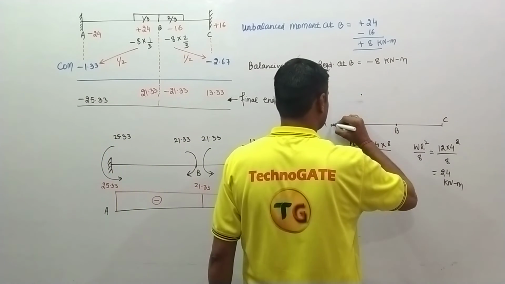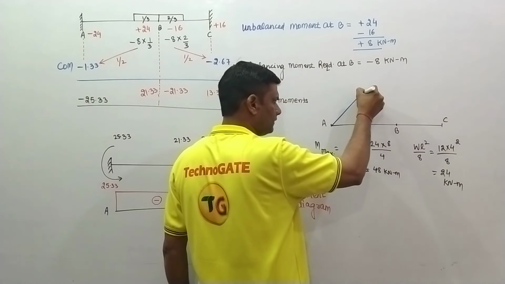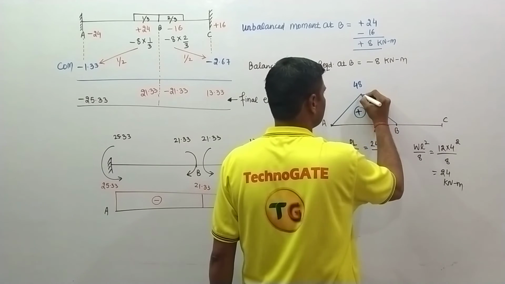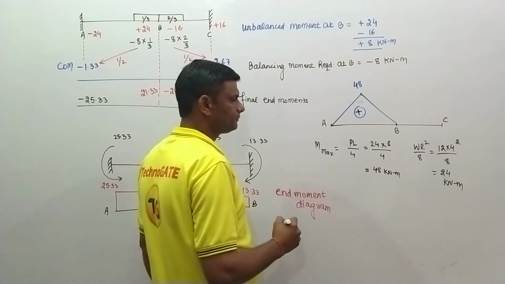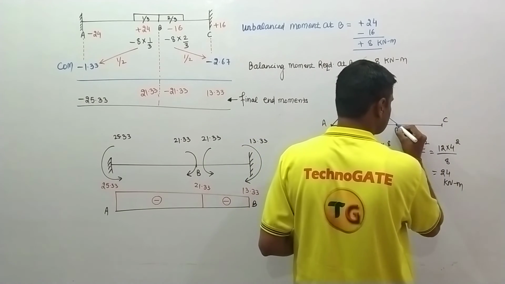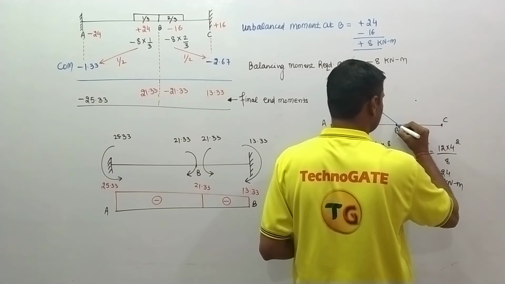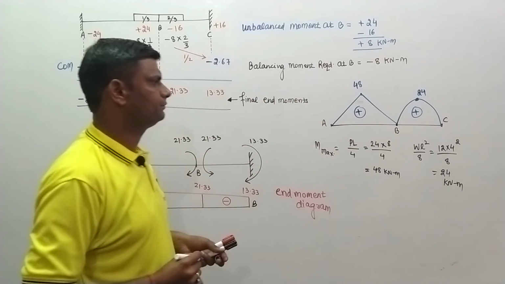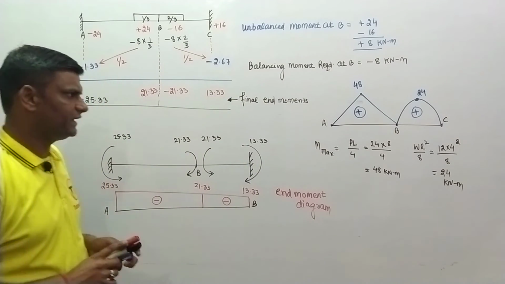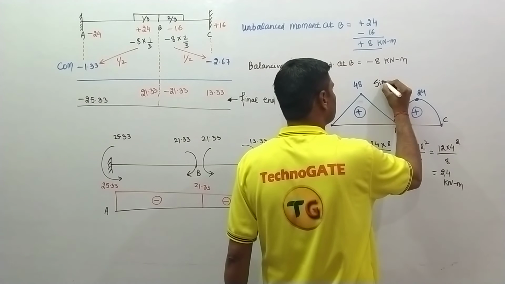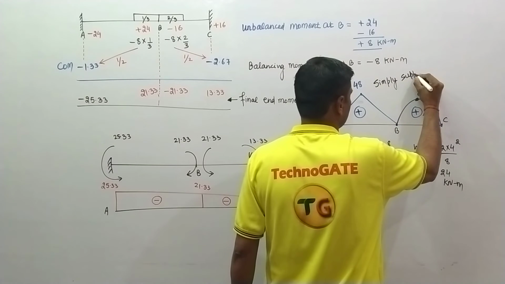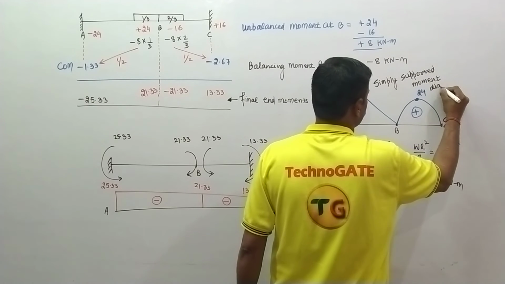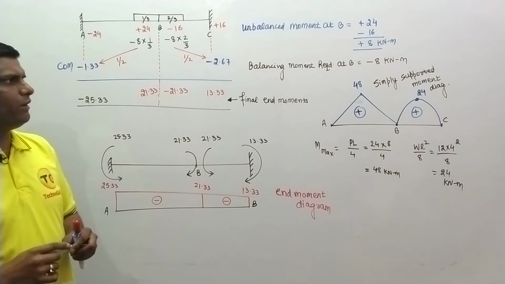48 here. This is our simply supported moment diagram, positive values there. This is 48 value, okay. Similarly, this value 0, this value 0, and the maximum value is 24. This value is also positive. Now this diagram is the simply supported moment diagram.